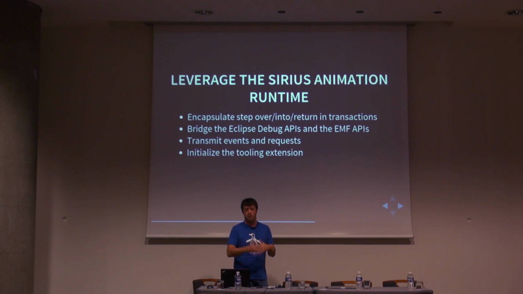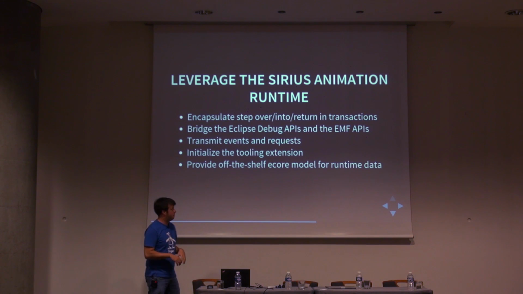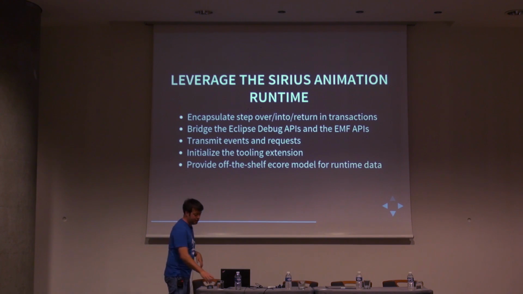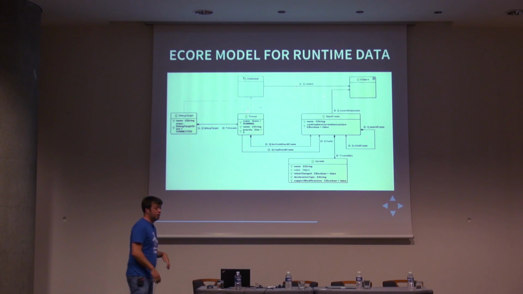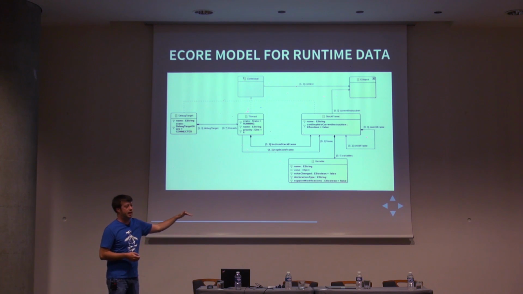So you can say, hey, I want to create an animator for this diagram definition. It's going to do basic choices like changing the color of the border to red and stuff like that. And more interestingly, it provides an off-the-shelf Ecore model to keep runtime data. And this Ecore model is actually pretty much a direct mapping with the Eclipse Debug API. So you can define a debug target which has threads and stack frames and current variables.